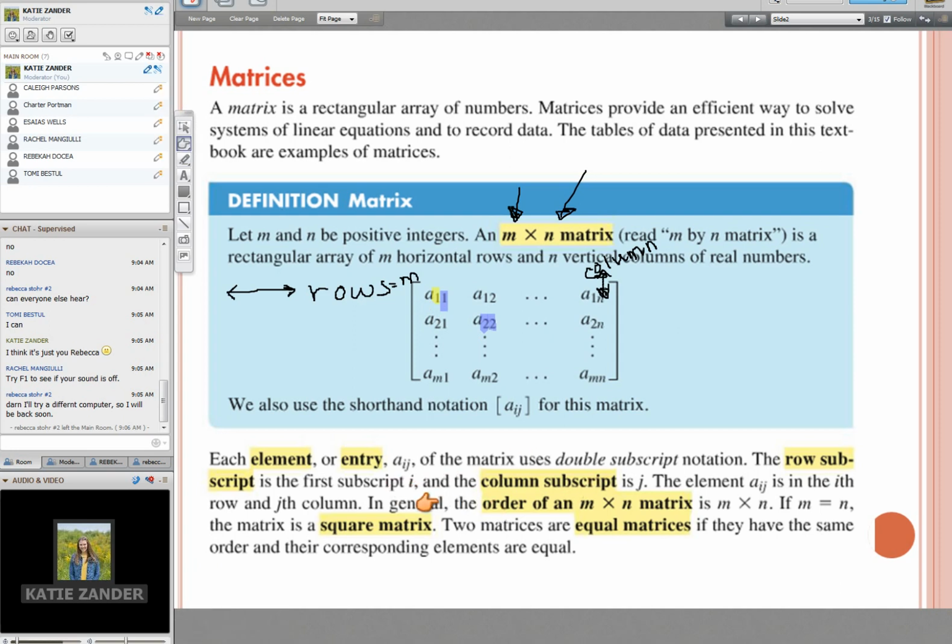All right, I'm sure that you are already reading through the rest of the bolded areas here, but the order of our matrix, that's what we were referring to with the M by N. A square matrix is when M and N are the same values. So if you have a 2 by 2 or a 3 by 3 or a 4 by 4, that's what we consider a square matrix. And then two matrices are equal matrices if they have the same order and their corresponding elements are equal. So that means that all the elements inside the matrix will be identical to each other.